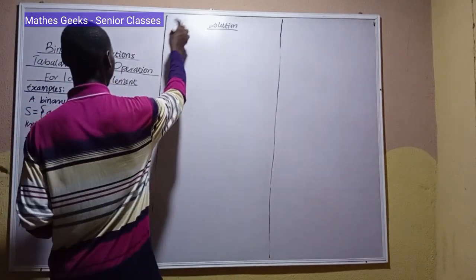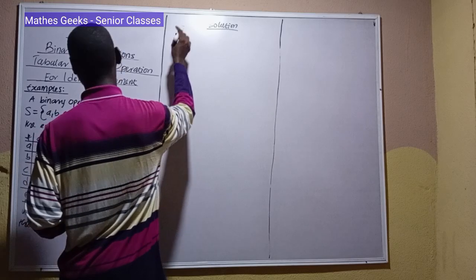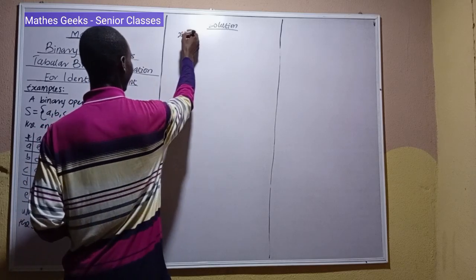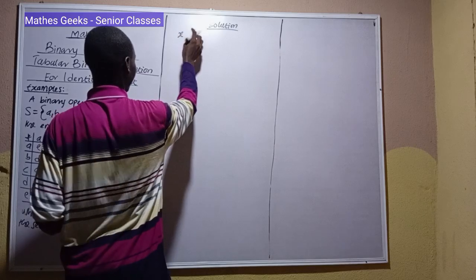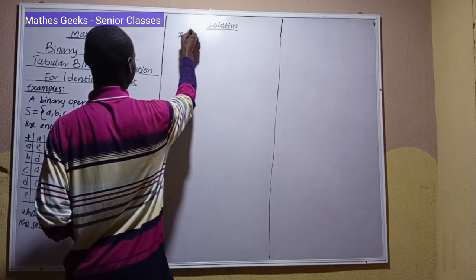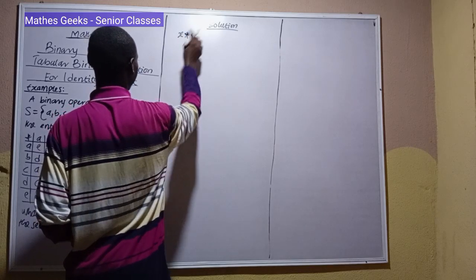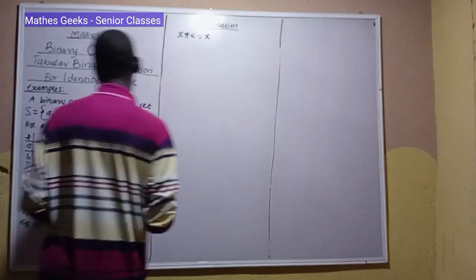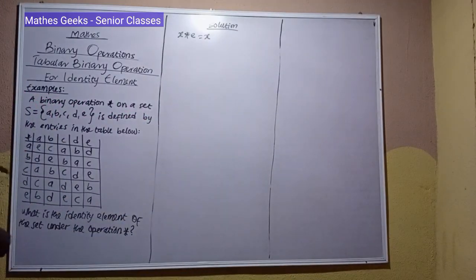know that whatever identity means is that x multiplied by, or added to, the identity e will still give us x. So here, what we're going to do is see if any of these letters is an identity. And how do we know if a letter is an identity?